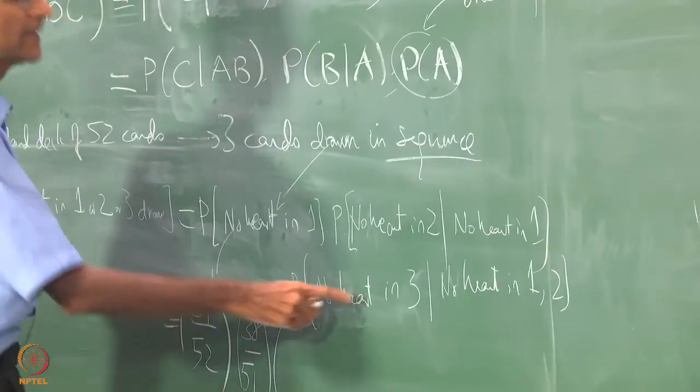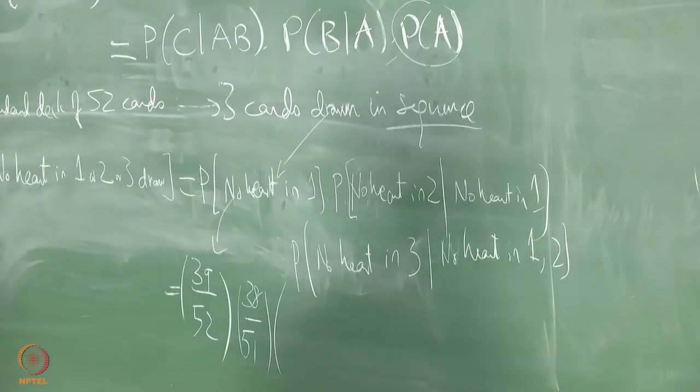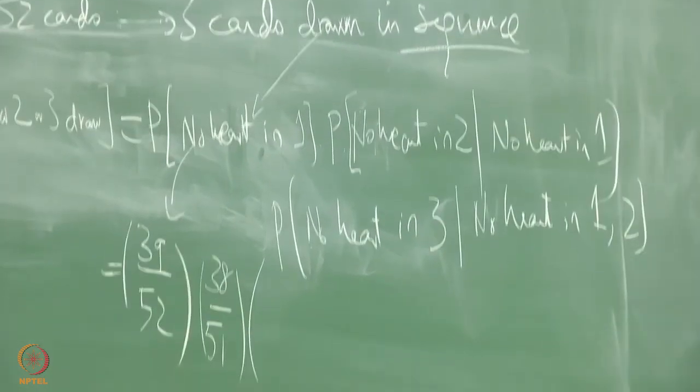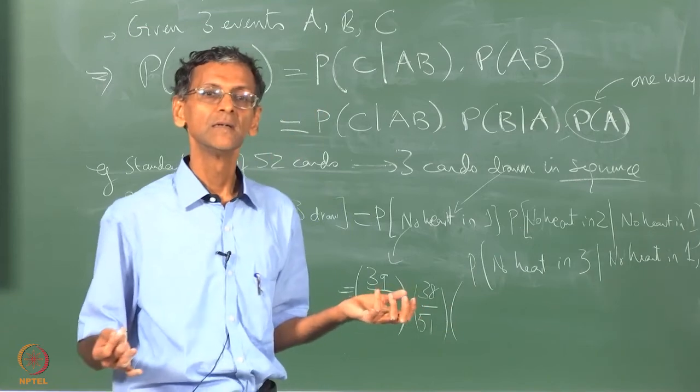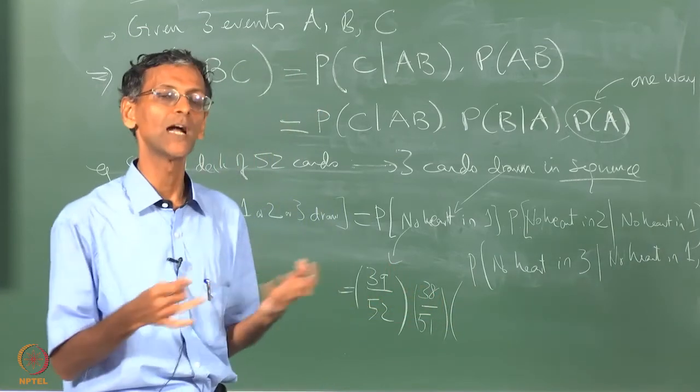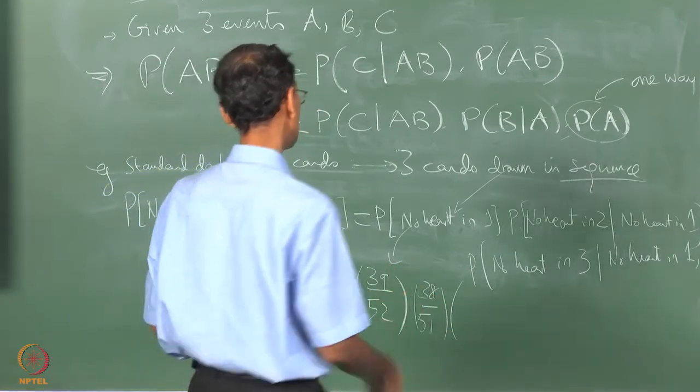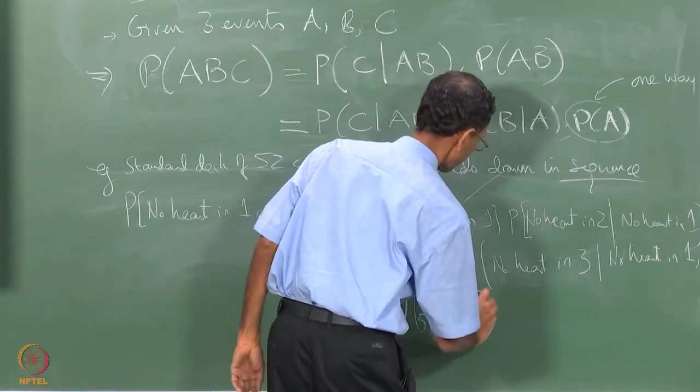The third thing is what? 37 divided by 50. Given that you pull out 2 cards which are both not hearts, that means that all 13 hearts are still there, and you have only 37 cards now which are not hearts. So 37 divided by 50.